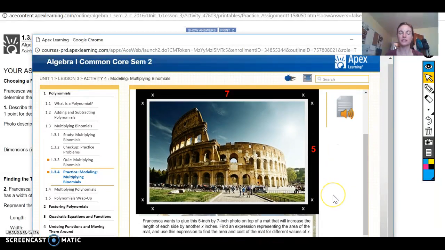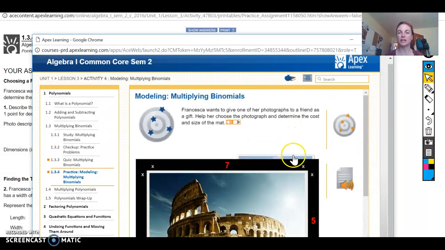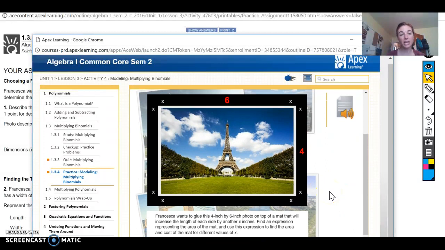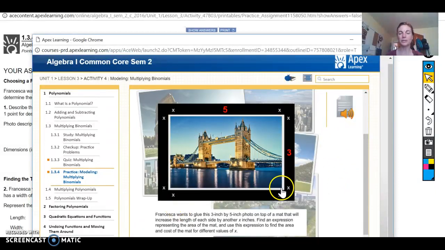And so we could do a 5 by 7 inch photo on top of a mat that would increase the length of each side by another X inches. Okay, we could do this 4 by 6 frame that would be on top of a mat that again would increase it by X inches. Or we could do this 3 by 5 frame.